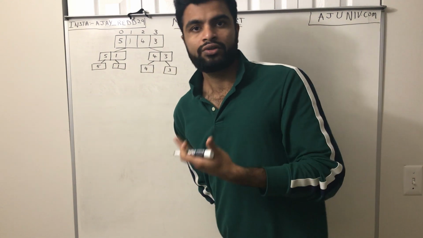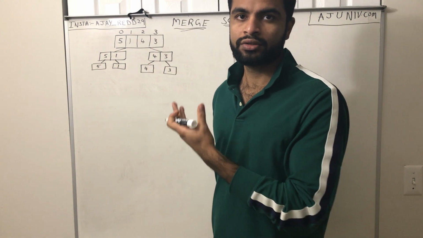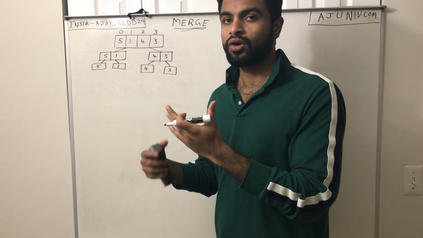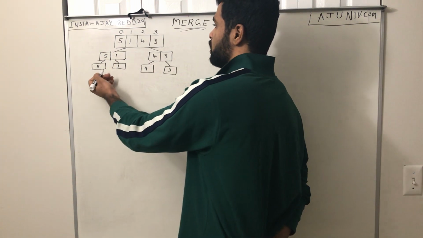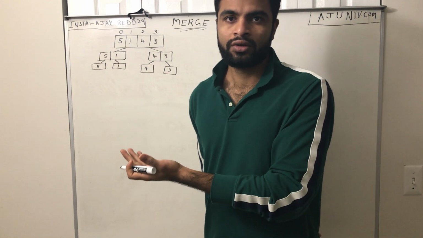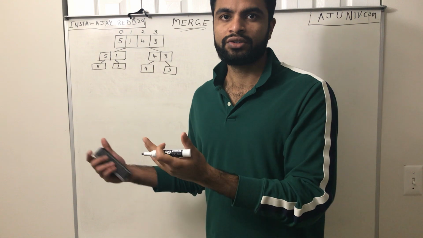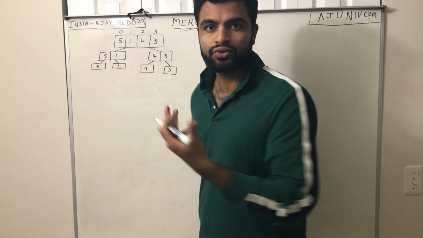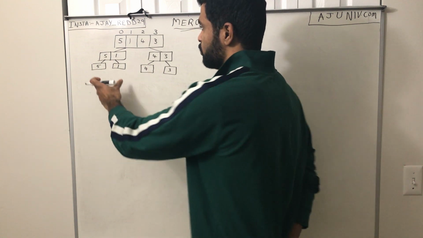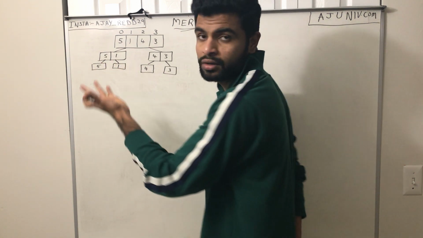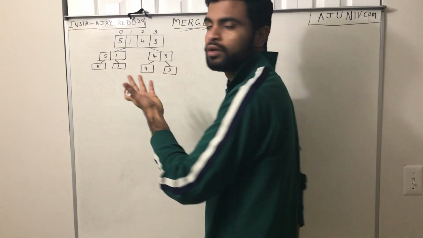Once we get the subarrays with array length of 1, that means they are already in sorted order. If you have an array with 1 element, it is already in sorted order. Then after that you have to start merging the elements. If you have 2 sorted arrays, like you see 5 and 1, 4 and 3, this array and this array are in sorted order.